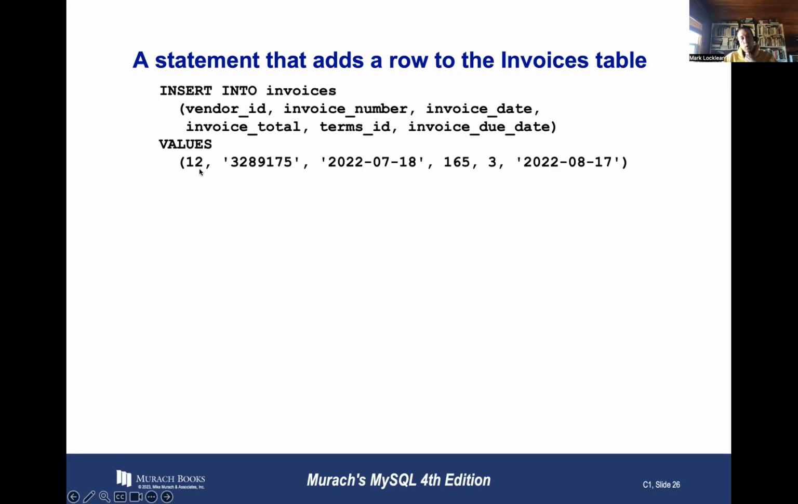So for instance, 12 is on this first line, so 12 goes into the vendor ID column. Notice this 3289175, that goes in the invoice number column. So these are respective. The order is important here. The order that you see the insert columns and then the values that are below it, those two things marry up with one another.